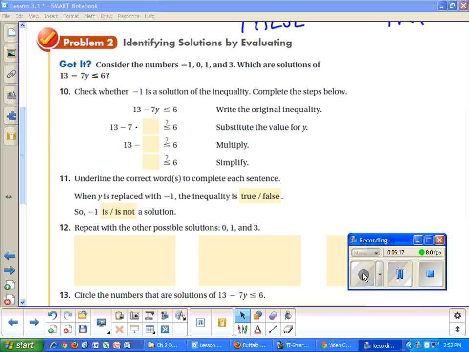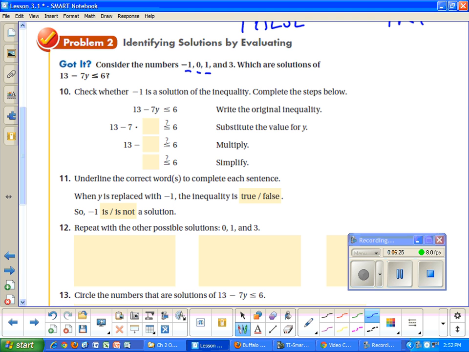All right, so they got it here. Consider the numbers negative 1, 0, 1, and 3, which are solutions. So we need to check each of those in the inequality and see if they're true. Here's an example of checking negative 1. So we're going to substitute negative 1 in there for y. And then do the math.